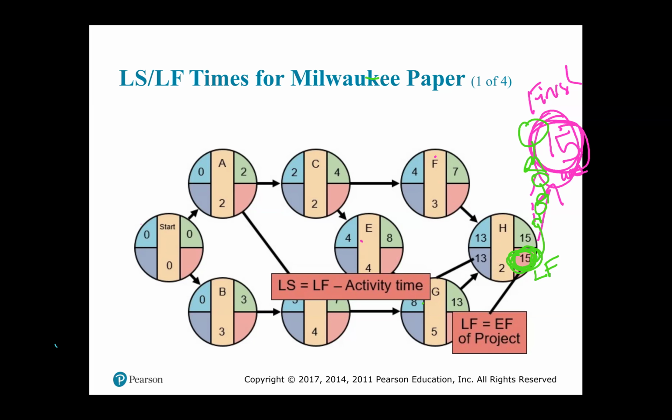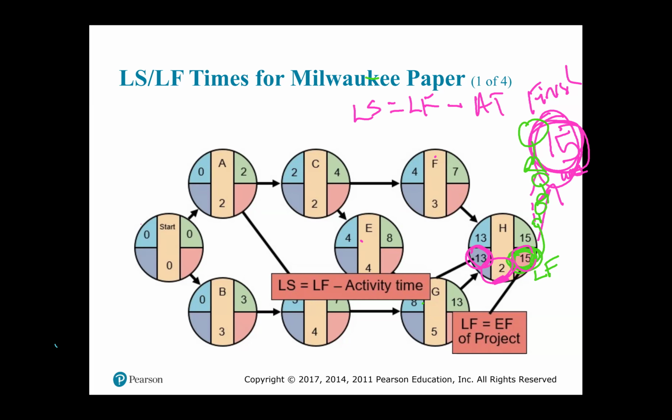Now your late finish, which is the 15 circled in green. So it's the one that is not the 15 at the top, the 15 at the bottom. You take that 15, you subtract, change the color. So you subtract the 2, and hence you get the late start of 13. So when we say the late start is equal to the late finish minus the activity time, that's what we mean.